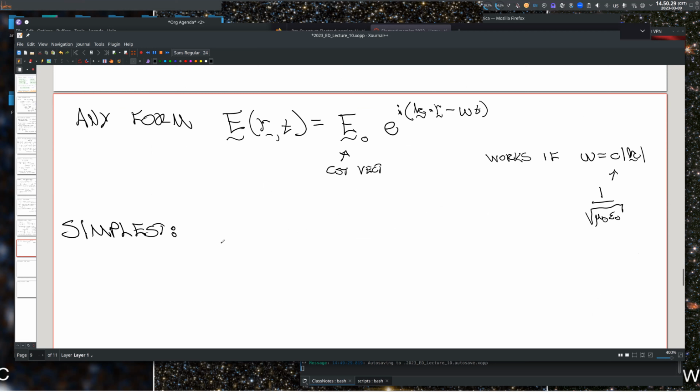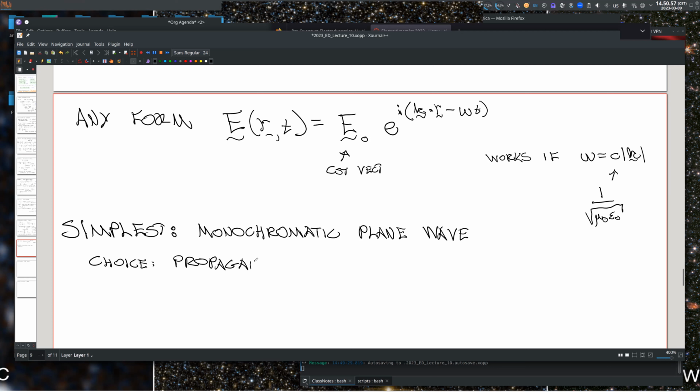Let's just do it for the simplest solution that we can find. So a monochromatic plane wave. And to keep things simple, we're just going to, by choice, propagate this along the z-axis.